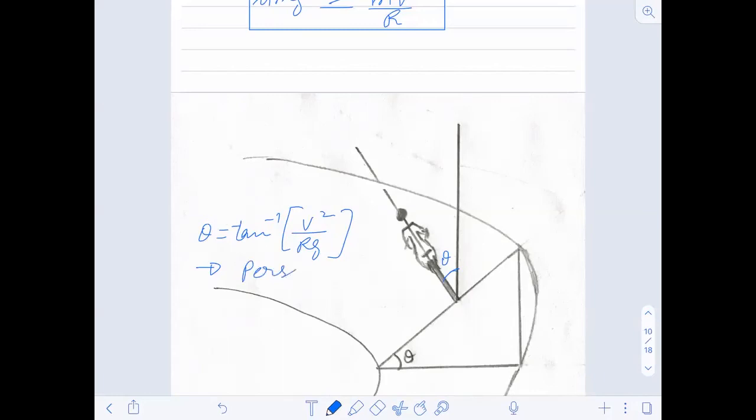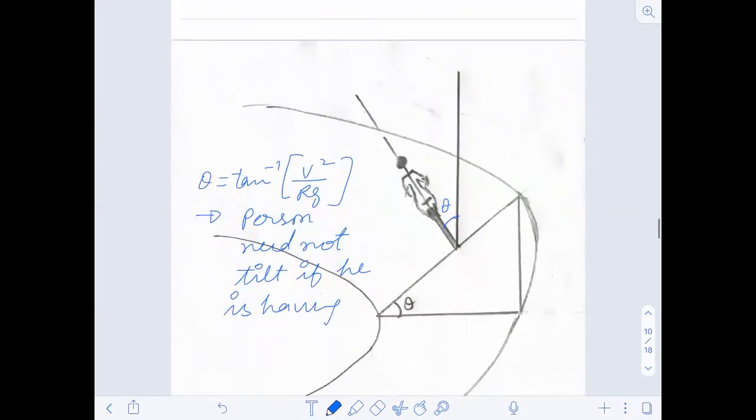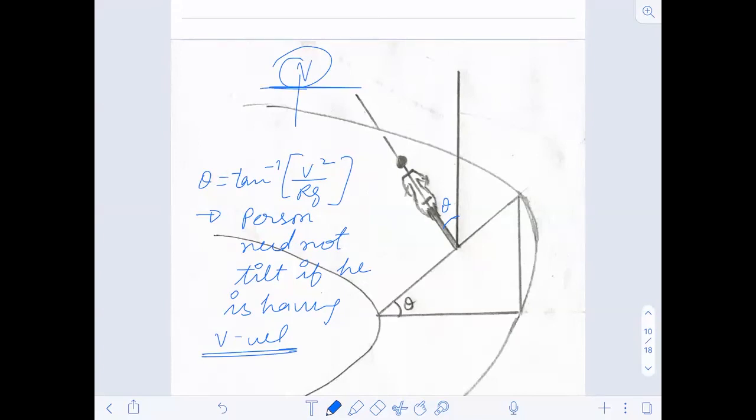The person need not tilt here if he is having v velocity. If he is traveling with the v velocity, there is no requirement for him to tilt. And if you see on a highway, there is always a speed limit mark, say 60 kilometers per hour or v kilometer per hour. That velocity limit corresponds to whatever they have banked.